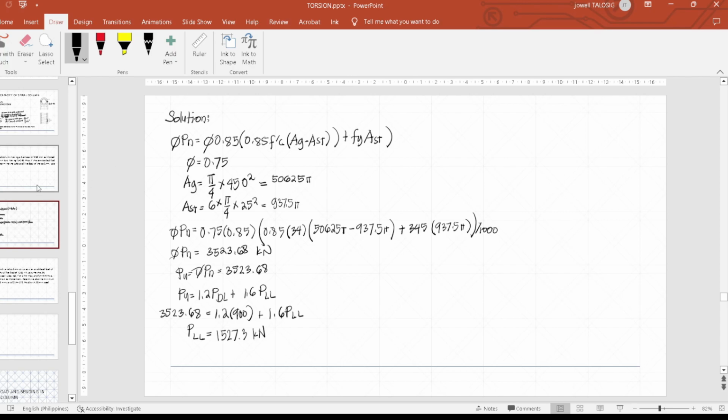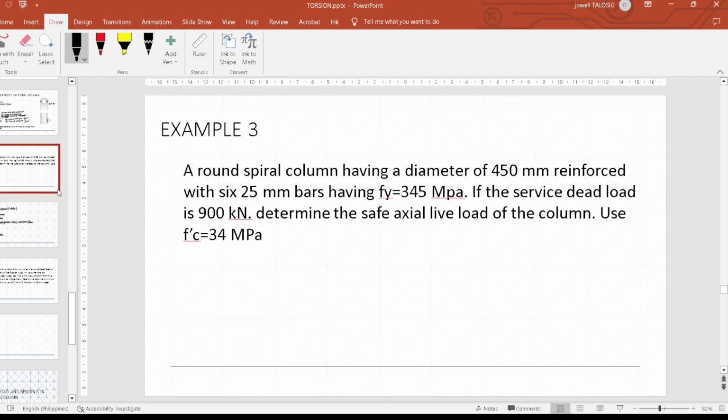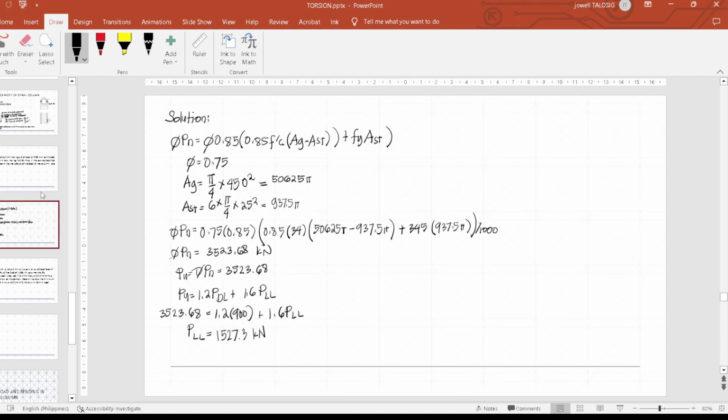So is the safe axial dead load, ano? Safe axial dead load, or should I say live load pala ang hinahanap. So to get the safe axial live load, we need to determine first kung ano yung capacity or strength capacity ng column natin. So this we can get from the formula, the phi Pn.